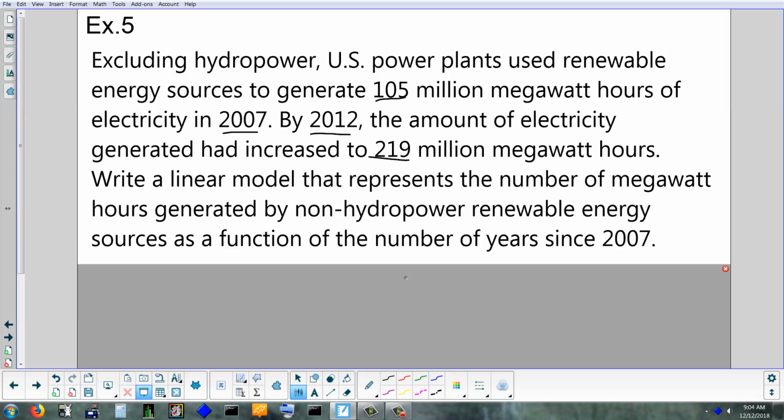So it says write a linear model. Remember, linear means this. We've got to figure out a slope and an intercept based on those numbers. So write a linear model that represents the number of megawatt hours generated by non-hydropower renewable energy, as a function of years since 2007. So let's see if we can figure out what our two coordinates would be.